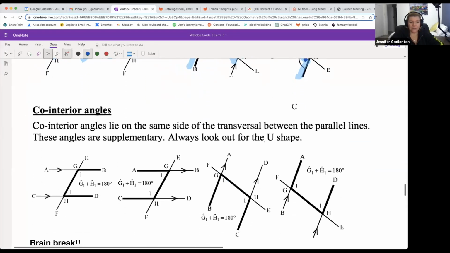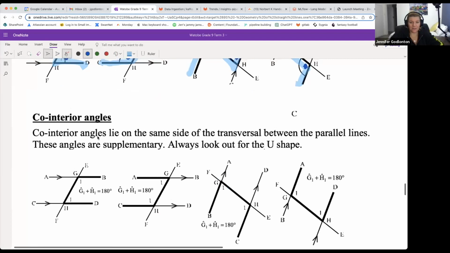Okay, co-interior angles are the ones that are a little bit nasty because they are a little bit different. Corresponding and alternate angles are equal to each other. Co-interior works a little bit differently. For co-interior, we are looking for a U. So there's our U, there's our U, there is our U, and there is our U.